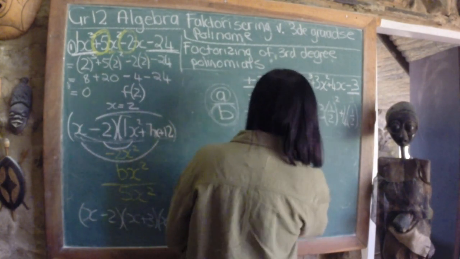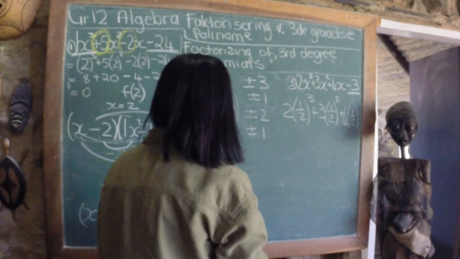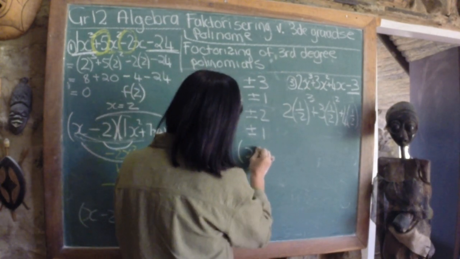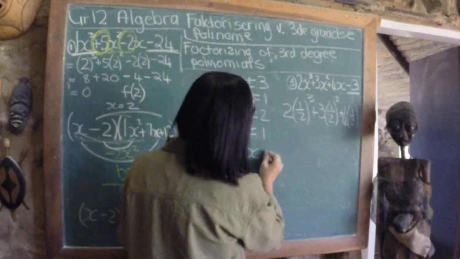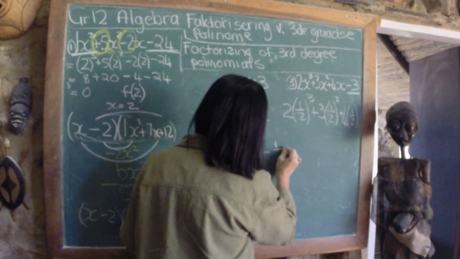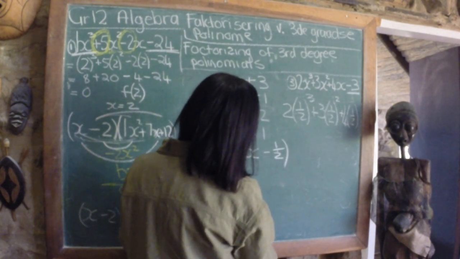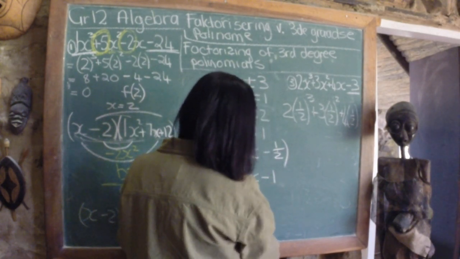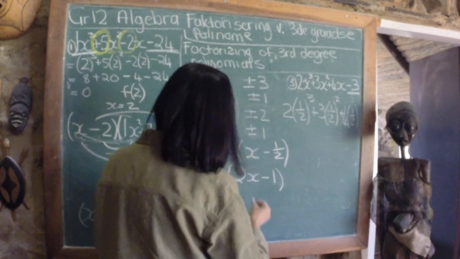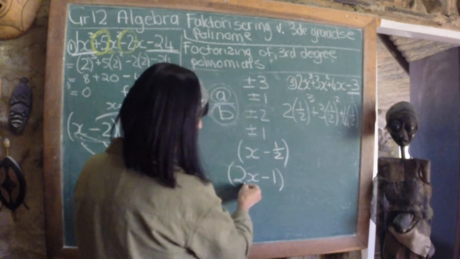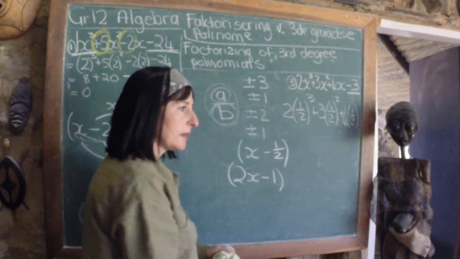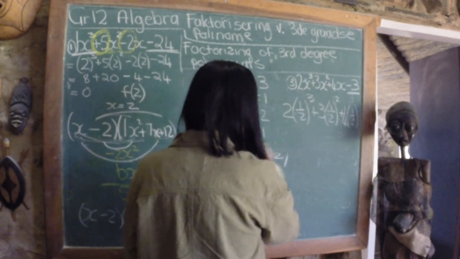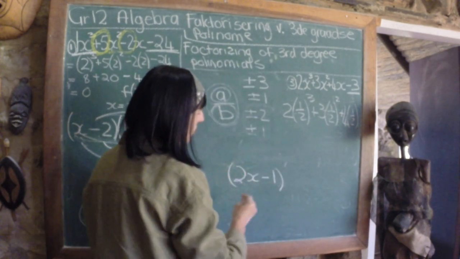Okay, so our first factor is going to be x minus a half. Remember, we can also write this as 2x minus 1. It means the same, because x equal to a half is also 2x equal to 1. Is that not true? So let's write it as 2x minus 1.